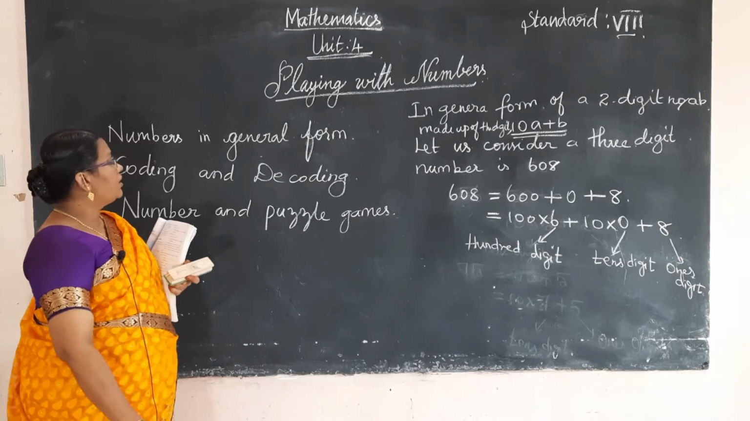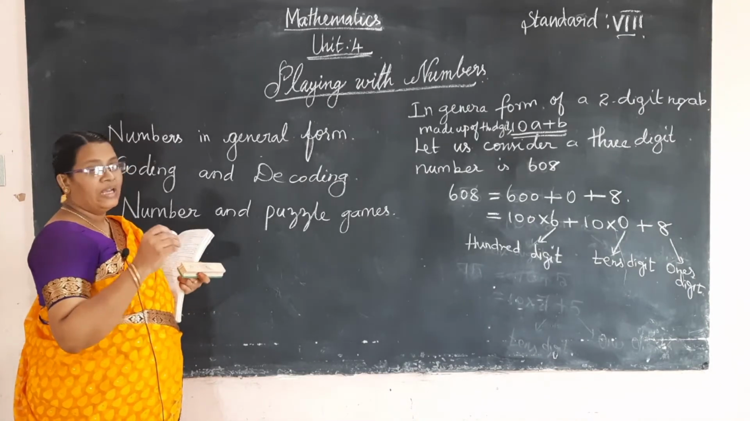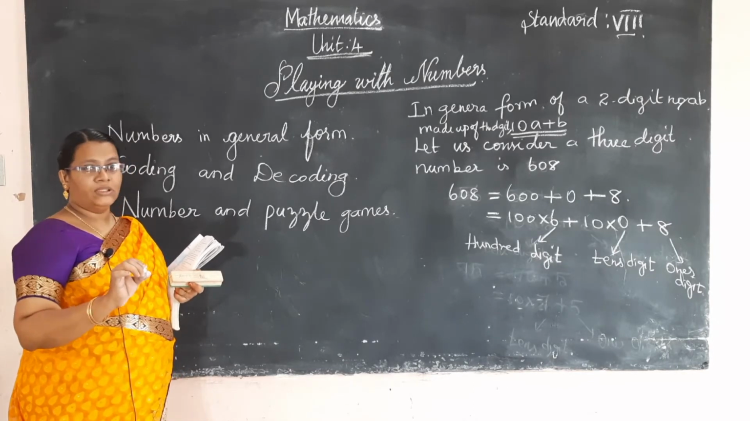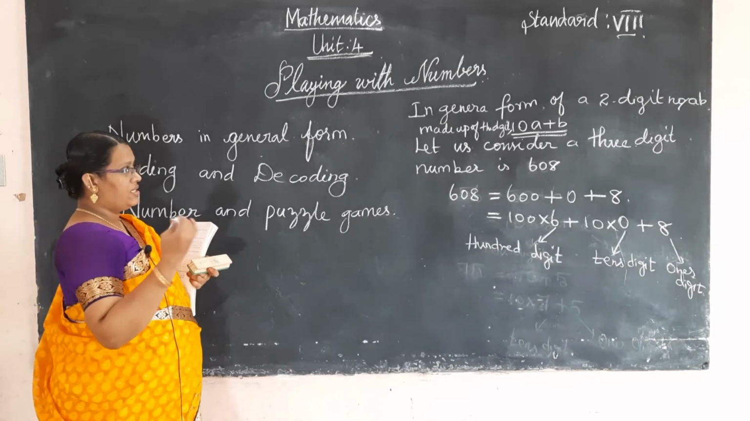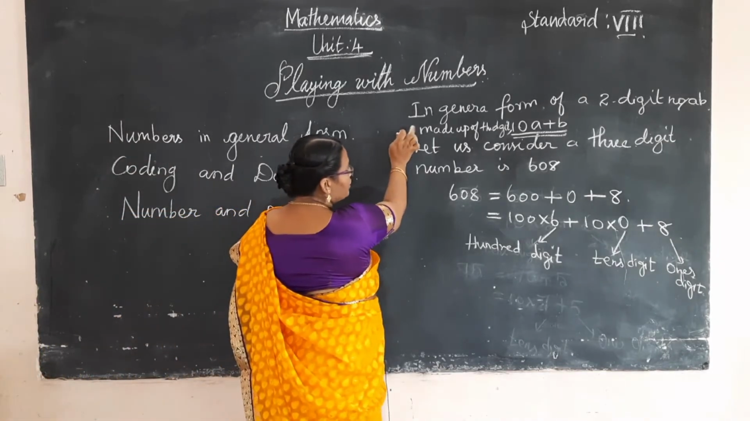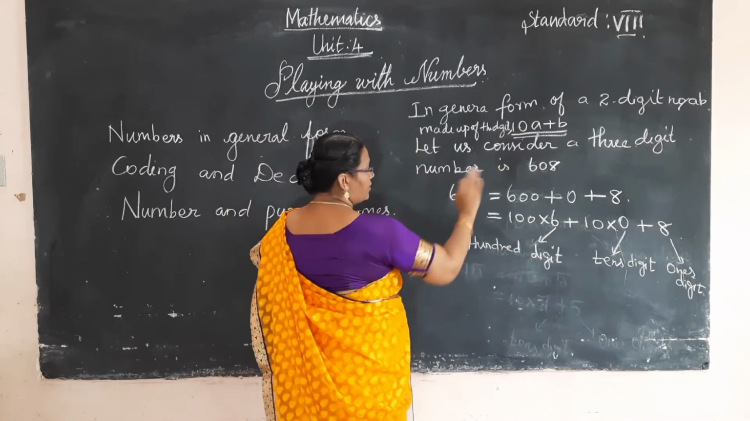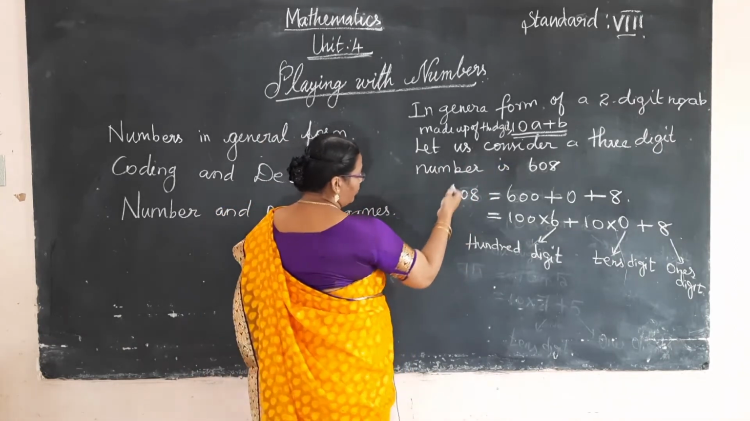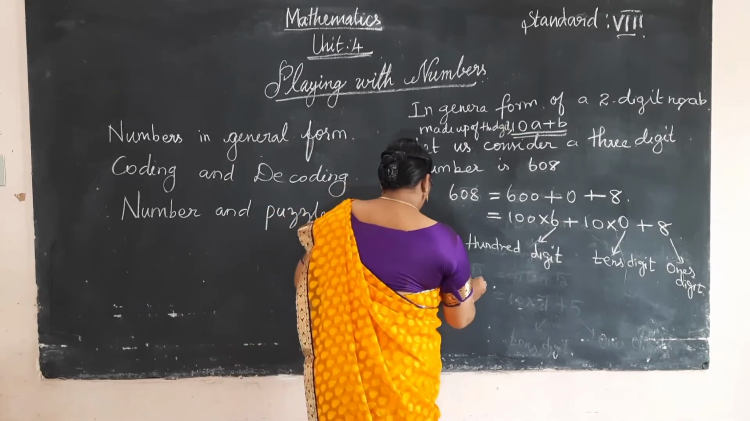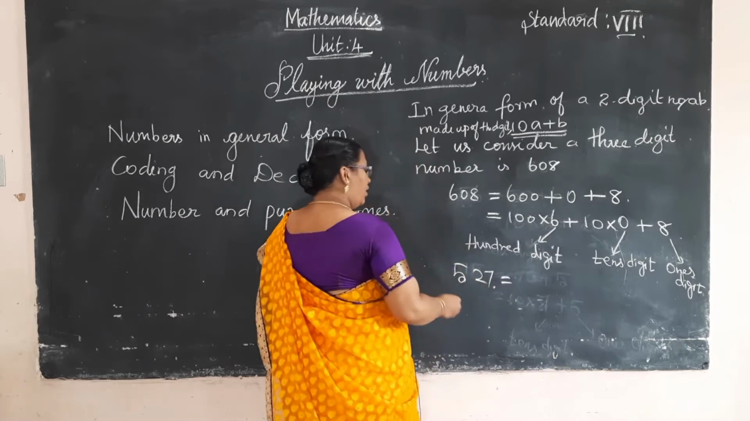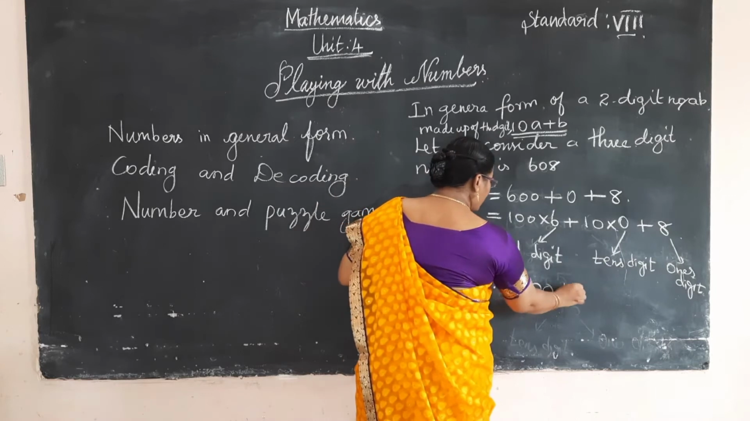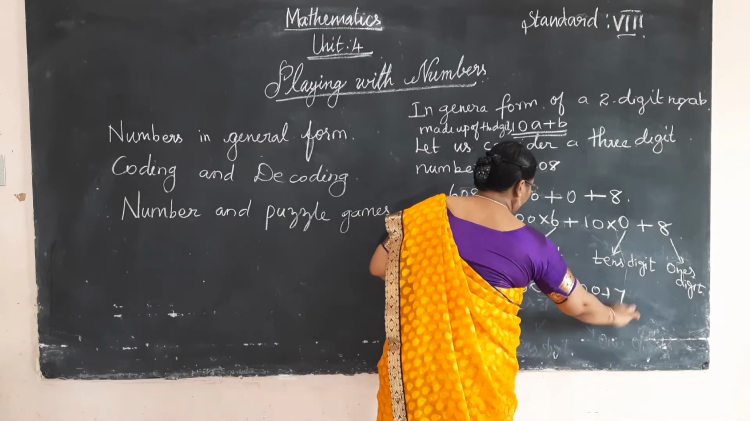So, number in general form: we have learned in the previous class the method of writing numbers in expanded form. Is it? So, first see the example for the 2-digit number. This is a general form of the 2-digit number. And then we have considered the 3-digit number. See one more example for 3-digit. Okay, 527. How can we expand? How can you expand it? So 500 plus 20 plus 7.